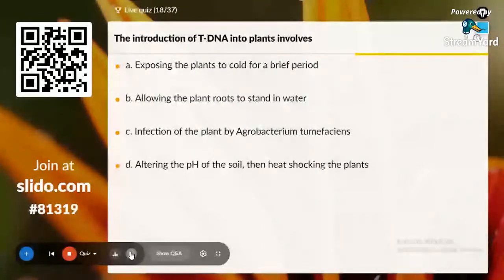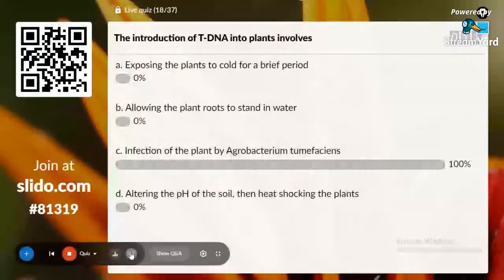The introduction of T-DNA into the plants involves: exposing the plants to cold for a brief period, that is vernalization; allowing the plants to stand in water; infection of the plant by Agrobacterium tumefaciens; and option D, altering the pH of the soil, then heat shocking the plants. 100% of you with the correct answer for the question. Introduction of Ti plasmid DNA into the plants involves infection of the plants by Agrobacterium tumefaciens.